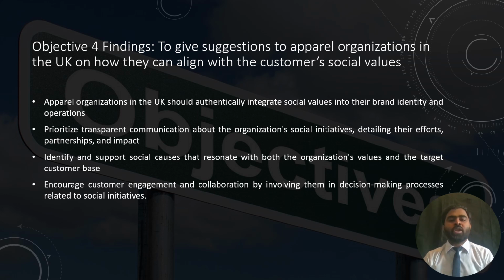Transparency and communication. To create customer trust and loyalty, prioritize transparent communication about the organization's social initiatives, detailing their efforts, collaboration, and impact. Support relevant causes. Identify and support social causes that are aligned with both the organization's values and the target consumer base, exhibiting a genuine commitment to issues that are important to customers. Engagement and collaboration. Encourage customer participation and collaboration by involving them in decision-making processes connected to social activities, establishing a feeling of community and shared values.